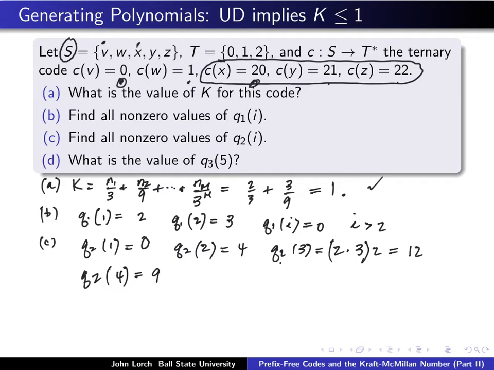Now, what about the other values of i? Well, q sub 2 of i is going to be 0 when i is bigger than 4. And what's the reason for that? Well, if i is 5, for instance, you're looking for a message of length 2 over S star that gets encoded to a message of length 5. And that can't work out because all of the code words are of length either 1 or 2.